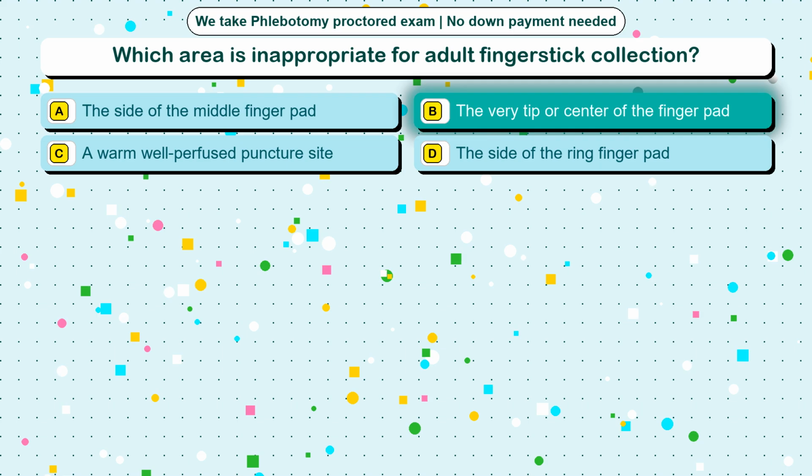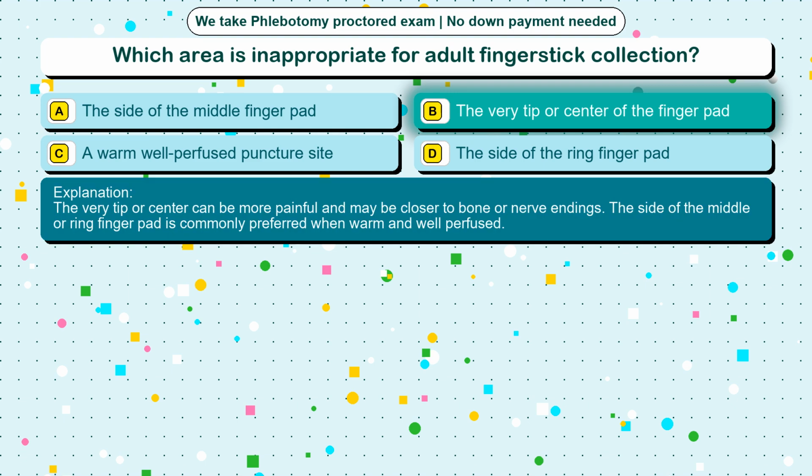The correct answer is option B, the very tip or center of the finger pad. The very tip or center can be more painful and may be closer to bone or nerve endings. The side of the middle or ring finger pad is commonly preferred when warm and well-perfused.